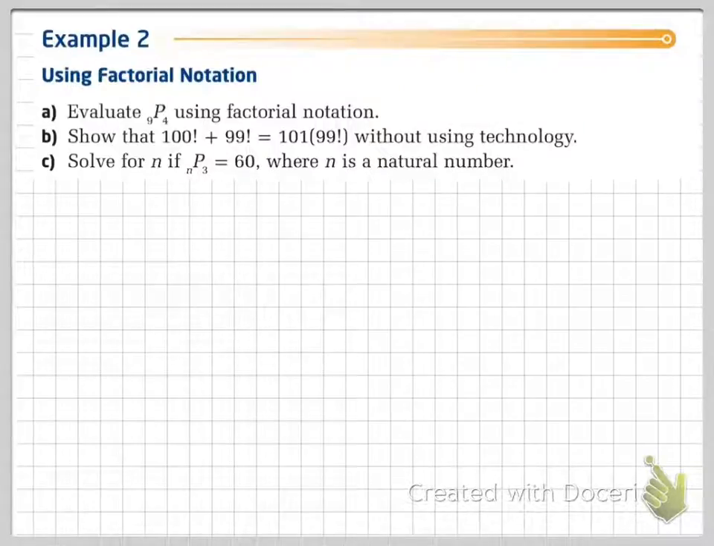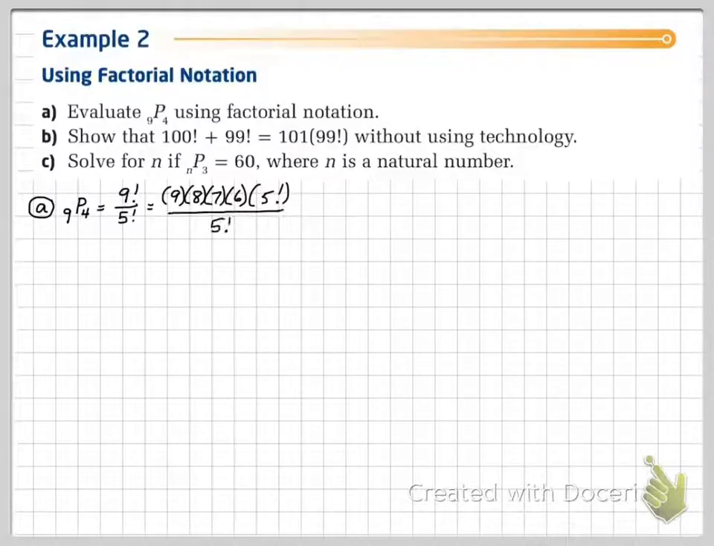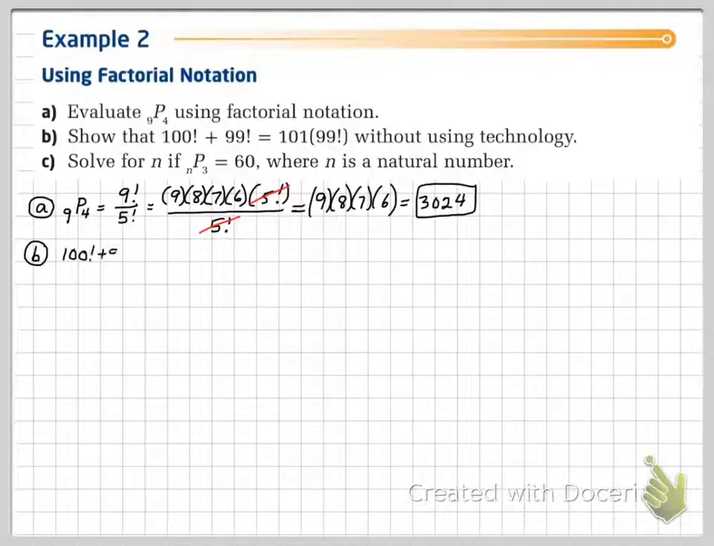Evaluate 9P4 using factorial notation. Well, 9P4 is 9 factorial over 9 minus 4, which is 5 factorial, which is going to be 9 times 8 times 7 times 6 times 5 factorial over 5 factorial. And of course, the 5 factorials are going to cancel, leaving you with 9 times 8 times 7 times 6, which is 3024.